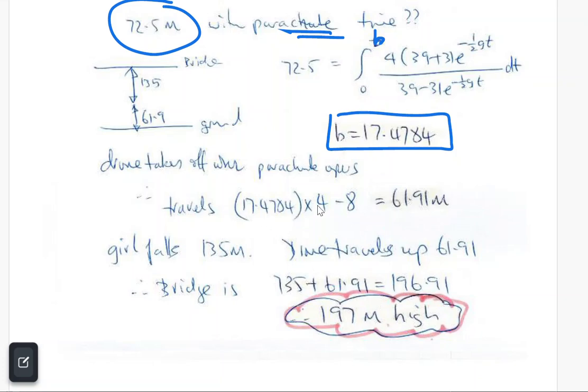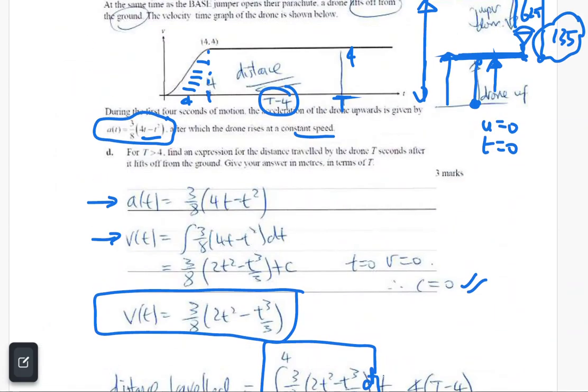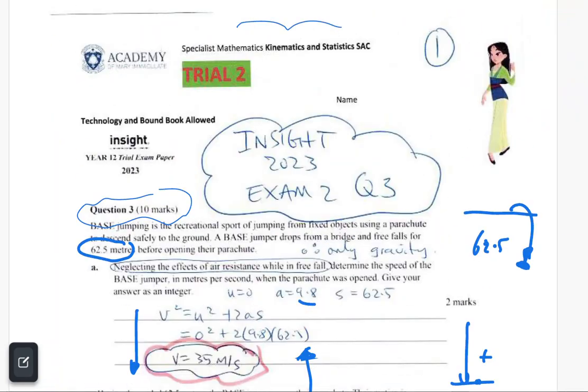so 17.47 times 4 minus 8 is 61.9. So the bridge will be 135 plus 61.9, or 196.9, which is 197 metres high. That's how question 3 rolls.